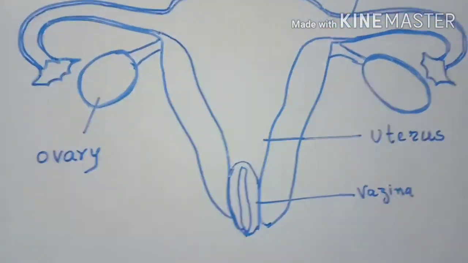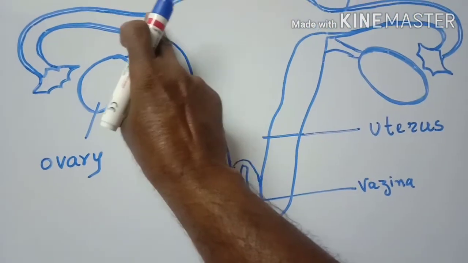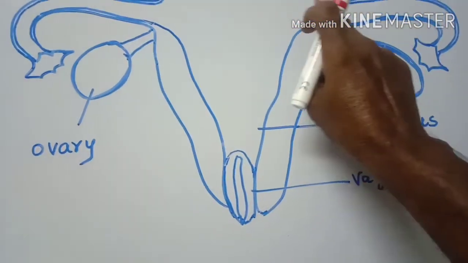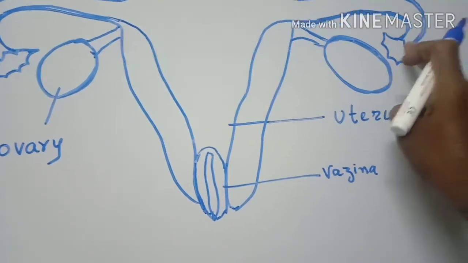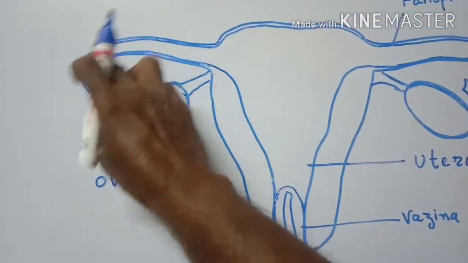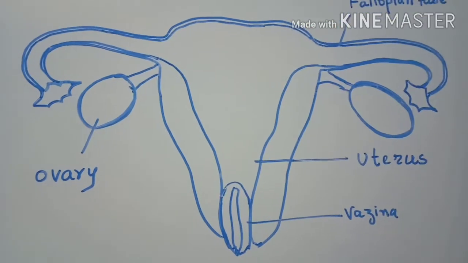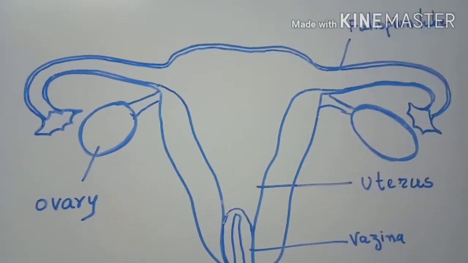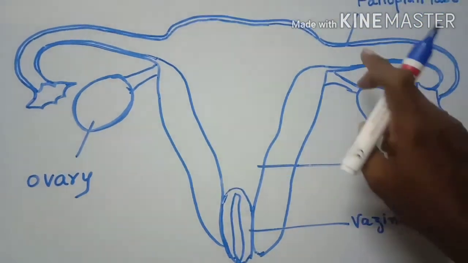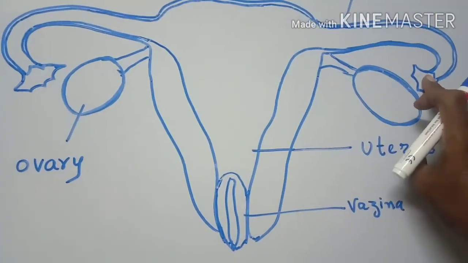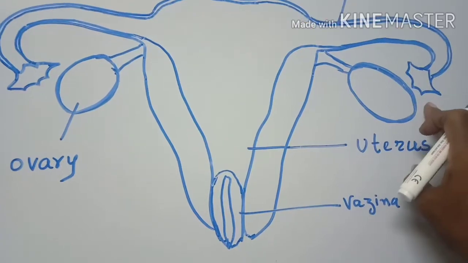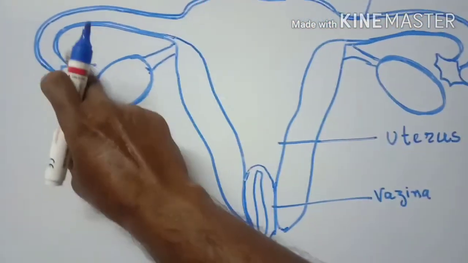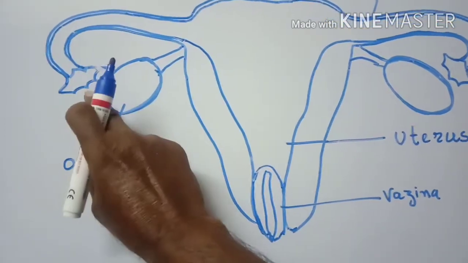And then fallopian tubes. From this uterus, two fallopian tubes are arranged. See, this side one fallopian tube, this side one fallopian tube. Each tube is approximately 6 meters long. Then every tube opens into the body cavity. So this tube opens into the body cavity, and in the same way this tube also opens into the body cavity.